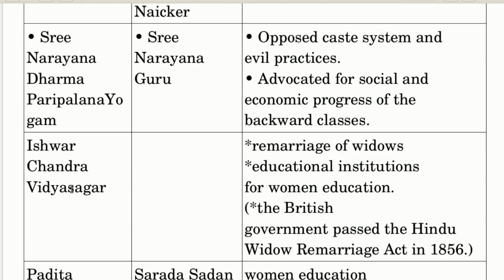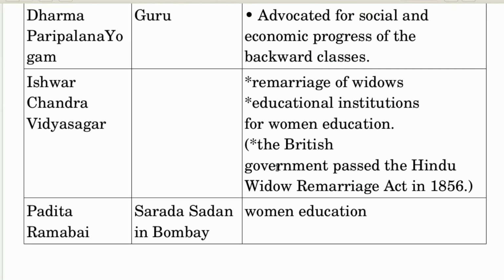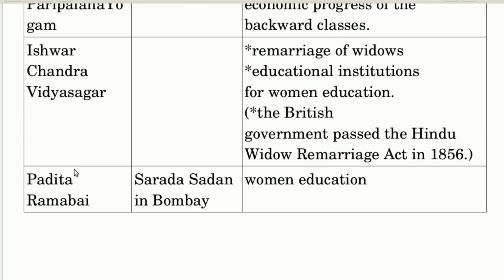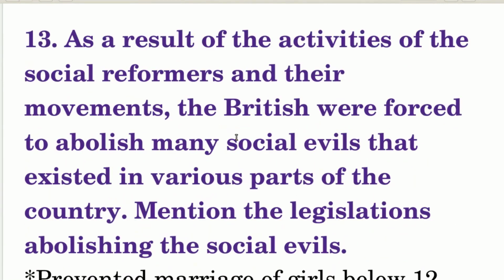Ishwar Chandra Vidyasagar, remarriage of widows, educational institutions for women education. The British government passed the Hindu Widow Remarriage Act in 1856 due to the activities of Ishwar Chandra Vidyasagar. Pandita Ramabai, Sharada Sadan in Bombay, women education. As a result of the activities of the social reformers and their movements, the British were forced to abolish many social evils that existed in various parts of the country.